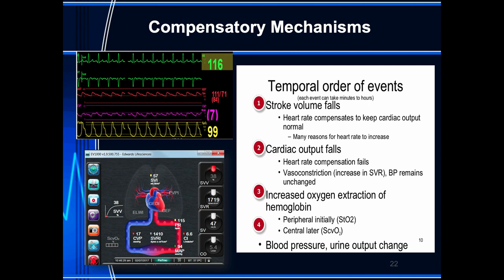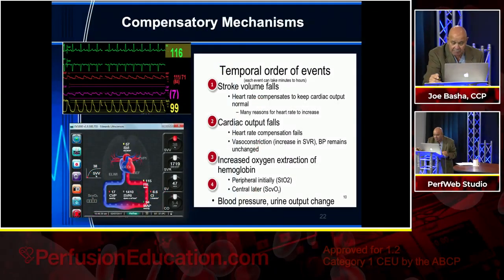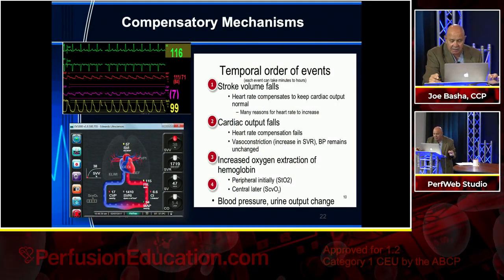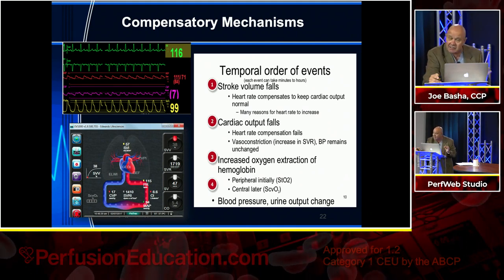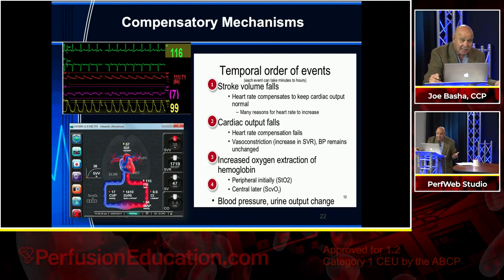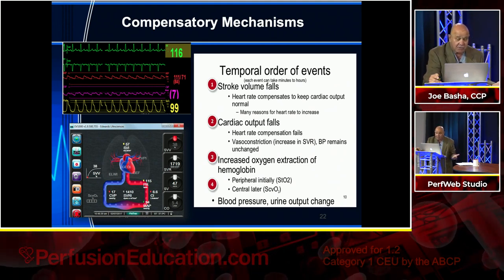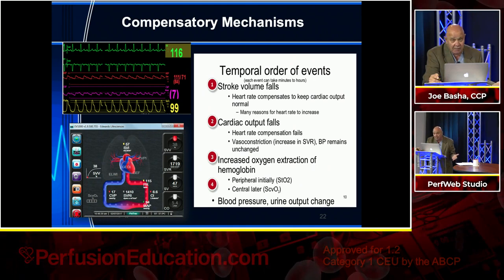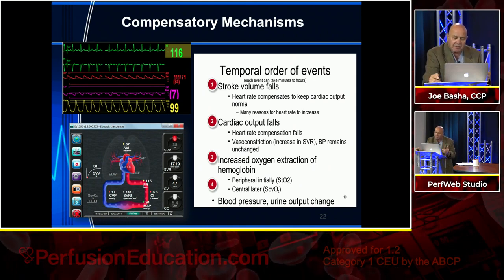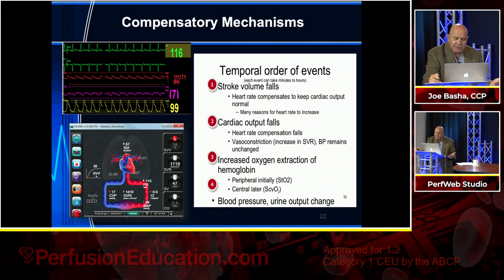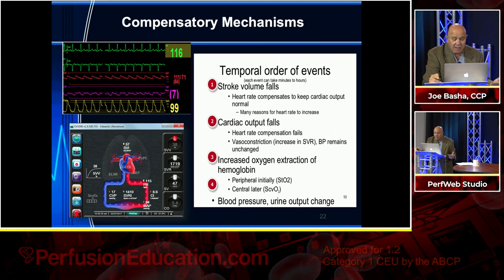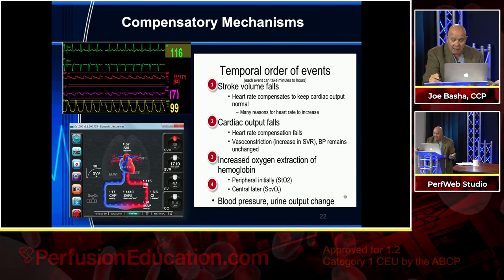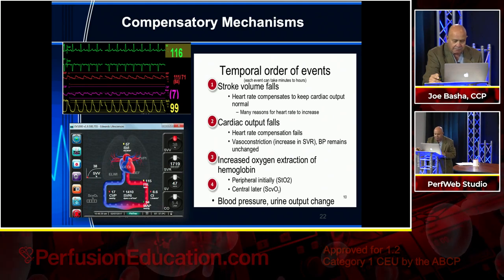Increased oxygen extraction occurs, and this is where having a central venous oxygen saturation is very important. Initially you'll see a peripheral change, but centrally it's actually delayed, and that's very important. So you may not see higher extraction with the central venous line, but you'll see it eventually. It's going to happen. So those are important things to understand: stroke volume falls, cardiac output will compensate to keep up. Cardiac output falls, the heart rate compensation will fail eventually. Those are the important concepts there.